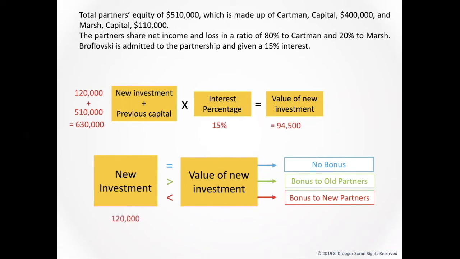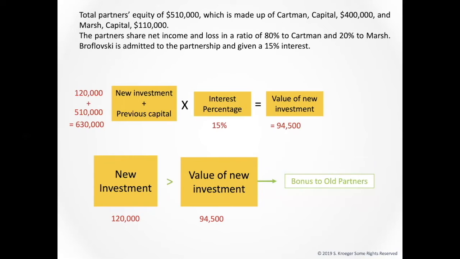The new investment is $120,000. The value of that investment, the amount of capital that Broflovski is getting, is $94,500. In this case, his investment is more than the value of the investment, meaning that there's a bonus to the old partners. This extra amount that Broflovski is giving is going to end up going to the old partners and increasing their capital account because they're getting bonuses with this extra money.